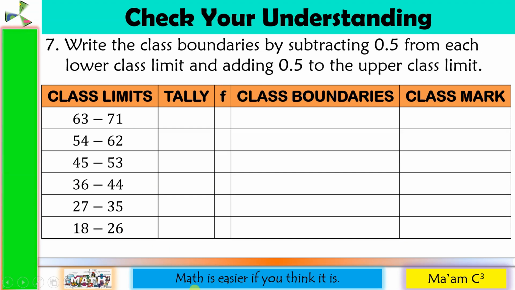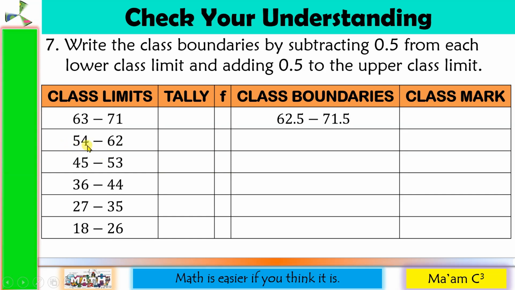Step 7, the class boundaries. For the lower class boundary, we simply have to subtract 0.5 from the lower class limit. 63 minus 0.5 is 62.5. For the upper class boundary, we simply have to add 0.5 to the upper class limit. 71 plus 0.5 is 71.5.